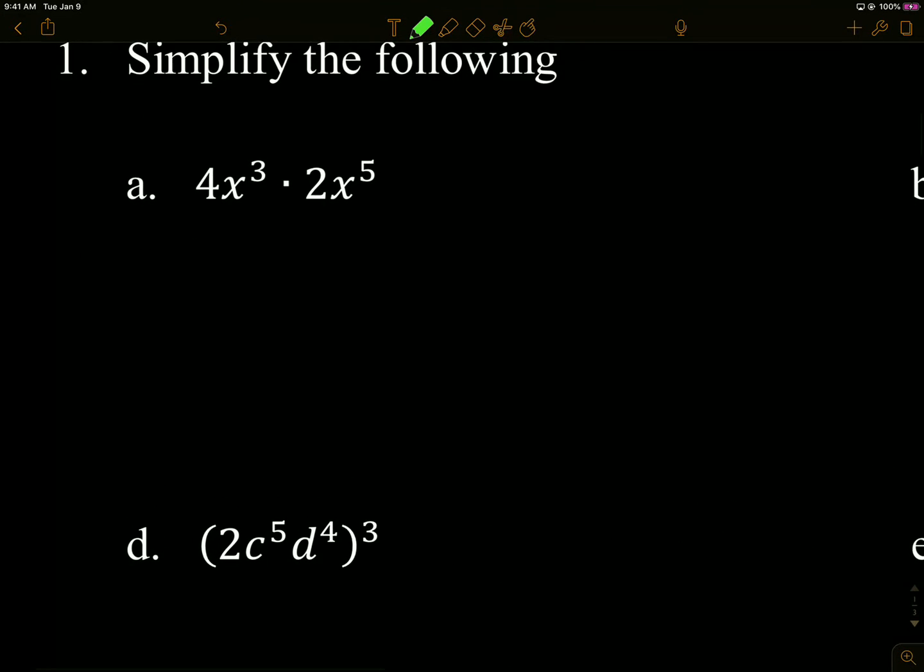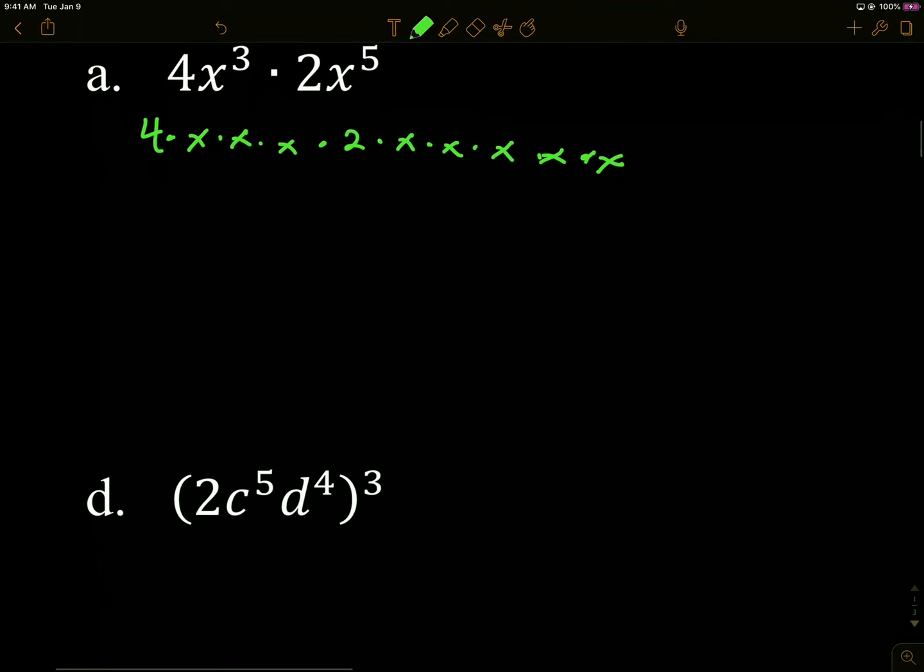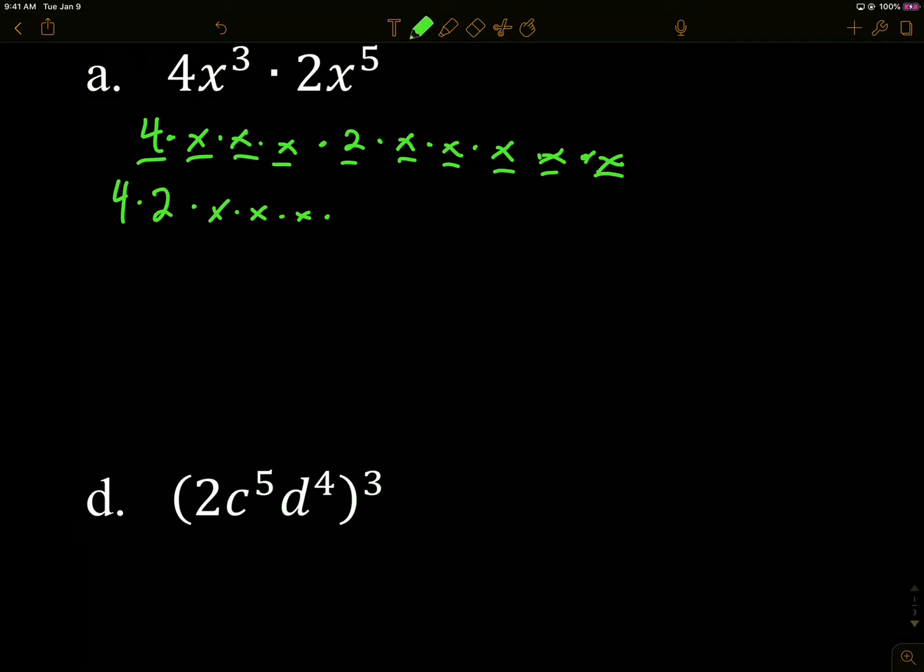All right, so let's do some examples with those rules. You don't have to write this out, but you should think of it like this, in expanded form. I've got a bunch of things multiplied together here, and I can multiply in any order I want. So I rearrange them: I bring the numbers to the front, then I group all the x's together.